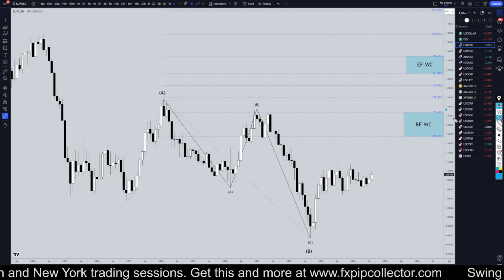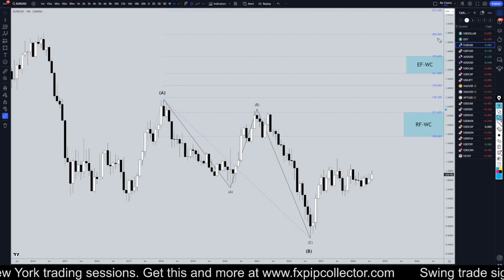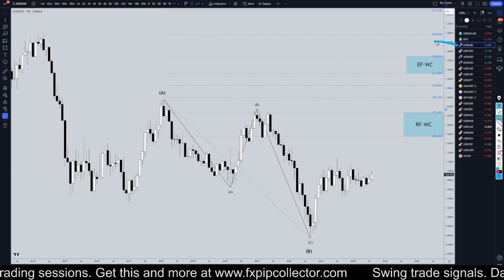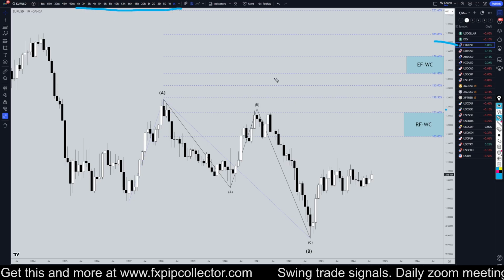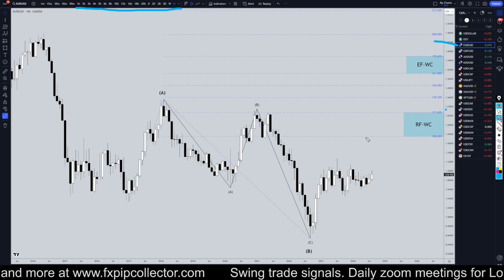Today is Friday, August 9th, and I'm going to be analyzing the US dollar starting on the monthly, working my way all the way down to the 1 hour time frame for the full top down analysis.